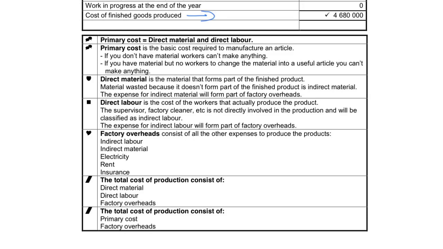The total cost of production will then be direct material plus direct labor plus overheads. Or you can also say direct material and direct labor equals primary cost. So primary cost plus factory overheads is the total cost of production.